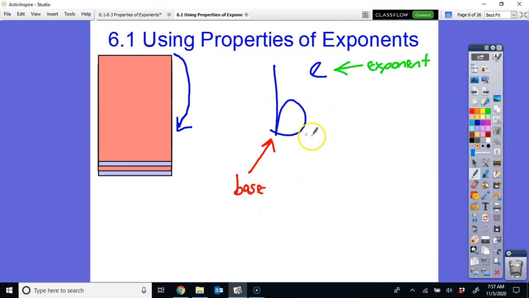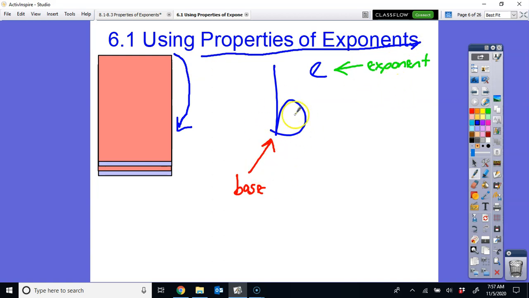So notice a couple of key terms, though, that you do need to understand. And if you want to make this little booklet, if you follow the video instructions on making the little booklet, you can put properties of exponents on the title of your booklet. You can put this as the title of your notes for today.